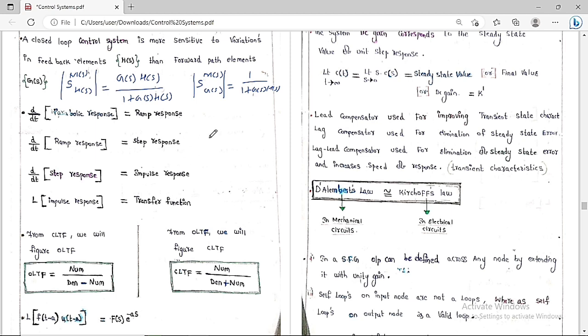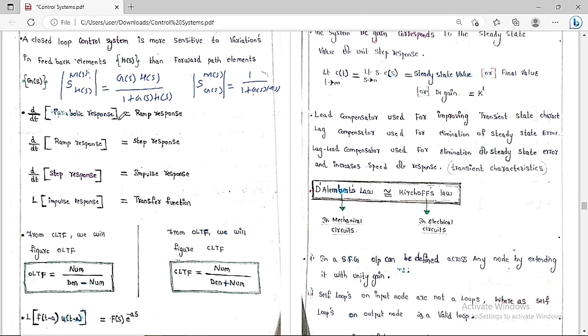So the derivative of the parabolic response is the ramp response, the derivative of the ramp response is the step response, the derivative of the step response is the impulse response, and the Laplace transform of the impulse response is the transfer function. The reverse is also true: the integration of the impulse response is the step response, the integration of the step response is the ramp response, and the integration of the ramp response is the parabolic response.